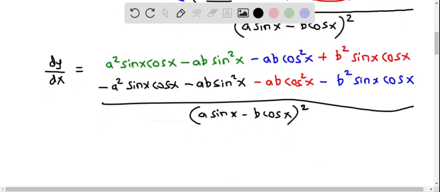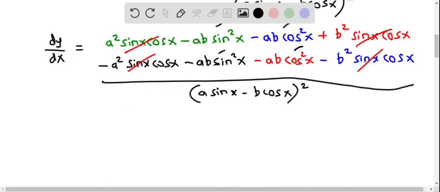We will have some like terms. We can cancel them. This is negative a squared sin x and this is positive a squared sin x. So these two terms are getting cancelled. Also, we see that this is positive b squared sin x cos x and this is negative b squared sin x cos x. These two terms are getting cancelled. And so we are left out with negative ab sine squared x and negative ab cos squared x.